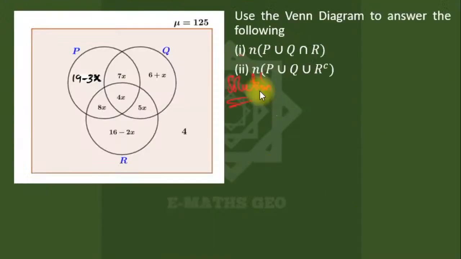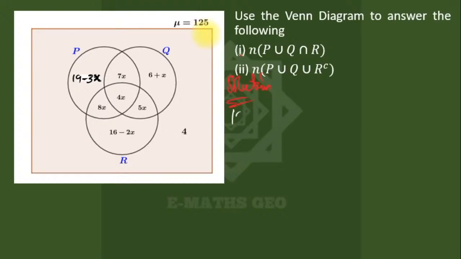Thank you. Okay, we are given the diagram. We are asked to use this Venn diagram to solve the following. Before we solve this, we need to get the unknown, which is X. And we know from our basic knowledge that if you sum everything inside the universal set, it should be 125. So let's add up.